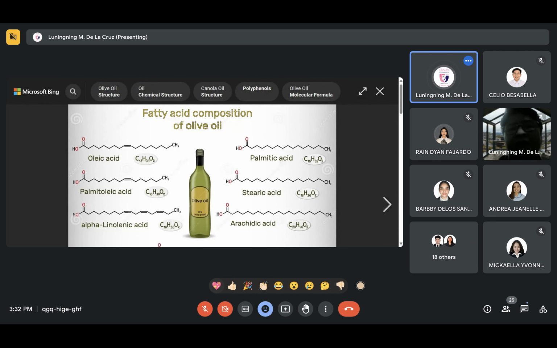Then what else? What is the chemical structure of our lanolin? So let us look into the structure of our lanolin. Okay. So these are our analyte or test sample.